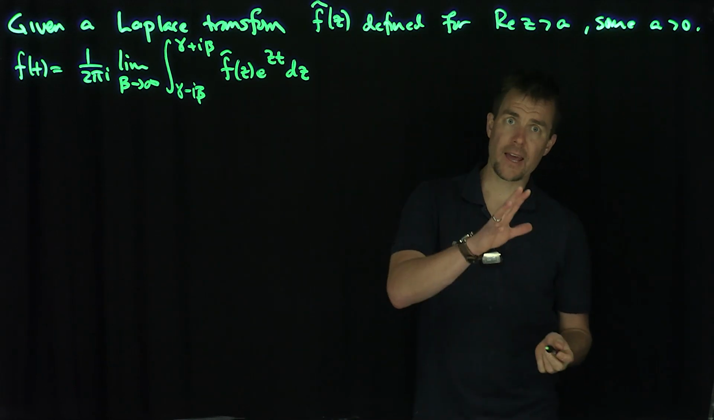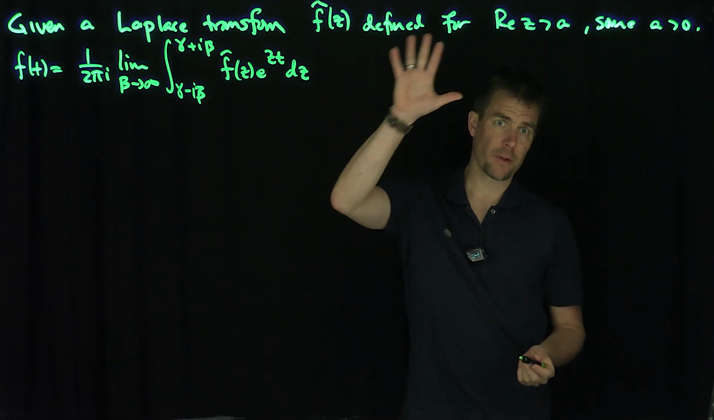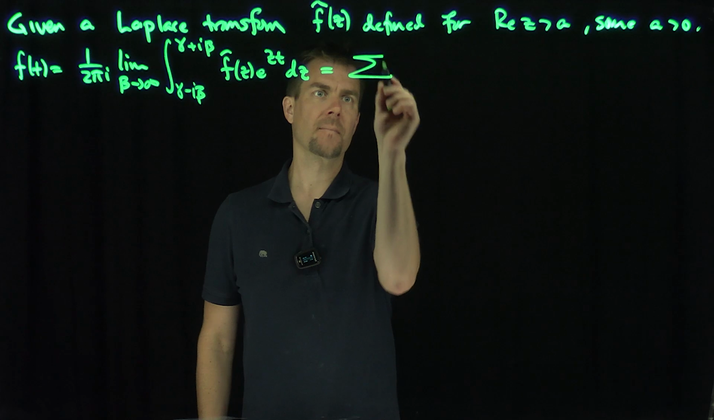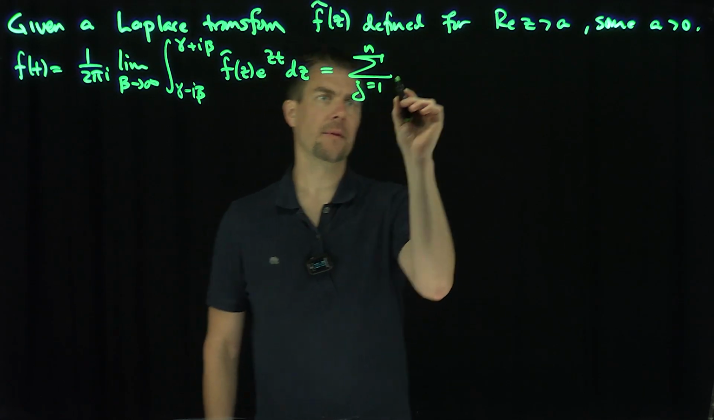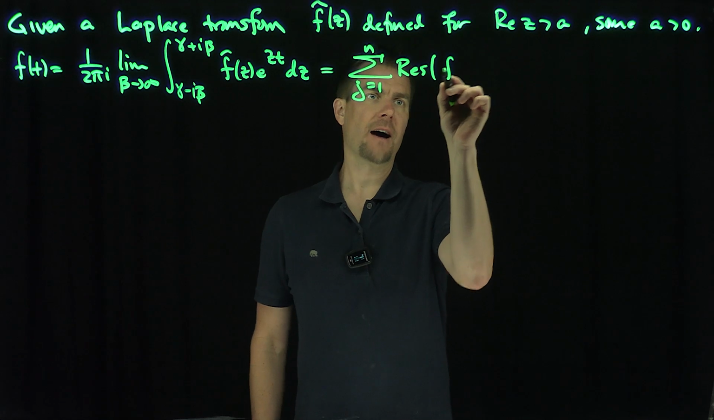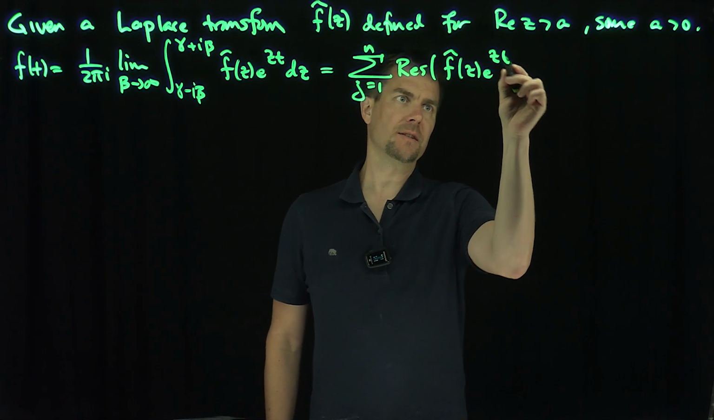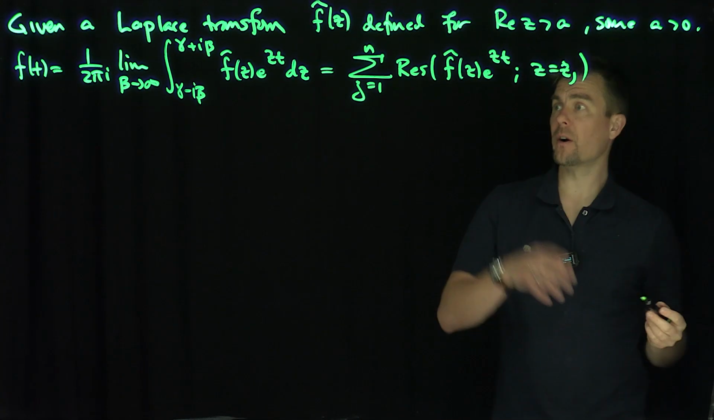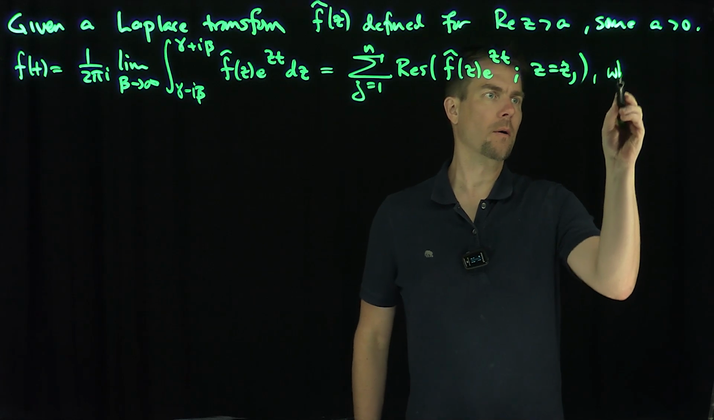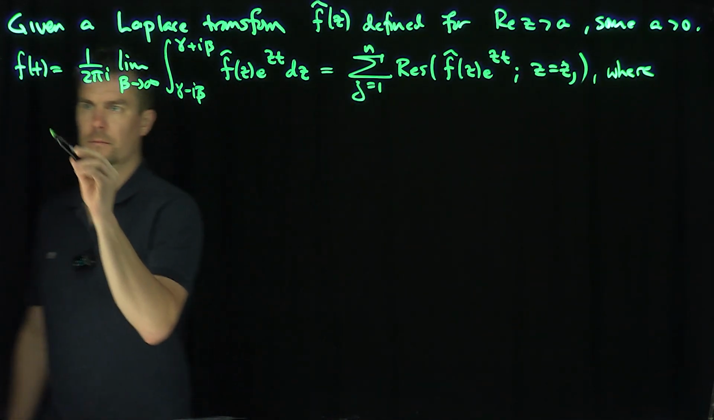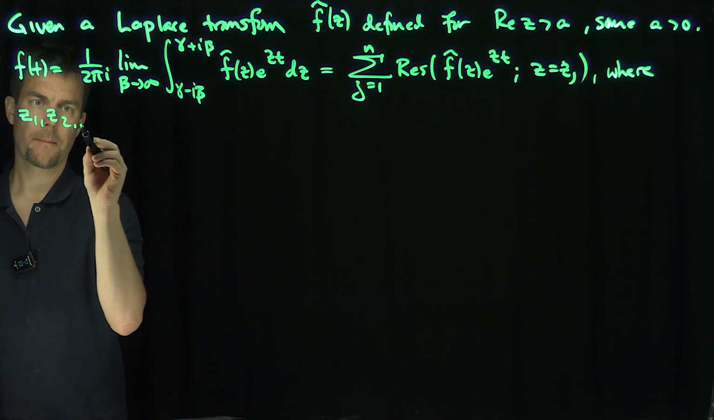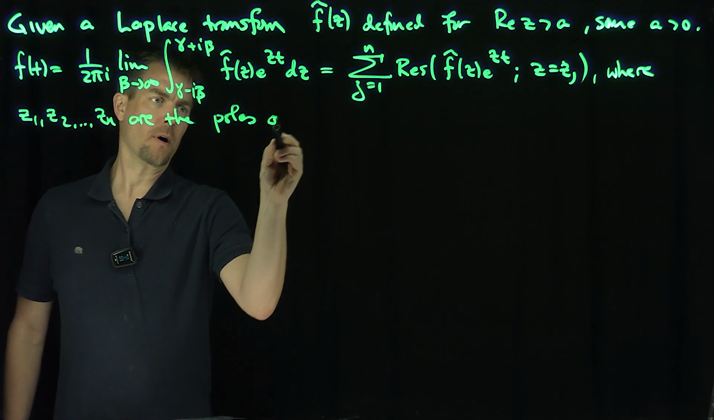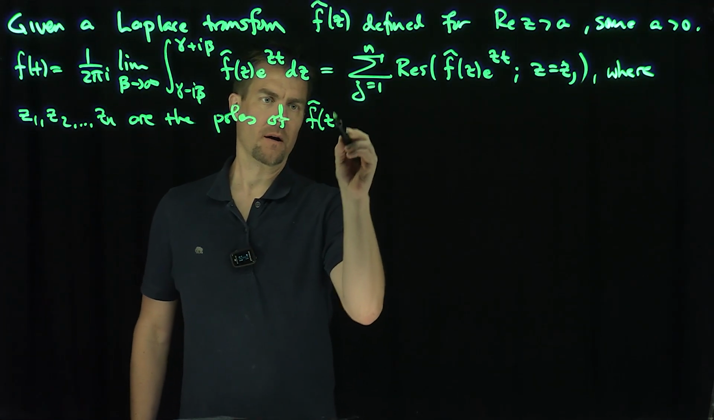And under appropriate decay conditions on the function f tilde, which most of the ones that we're going to deal with are going to have, we can therefore write this as the sum, j goes from 1 to n, of the residues of f tilde of z e to the zt at z equals zj. And here, z1, z2, through zn are the poles of f tilde of z.